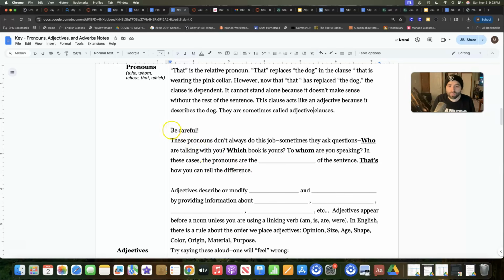But I do also want us to be careful. These pronouns don't always do this job. Sometimes they ask questions. Who are you talking with? Which book is yours? To whom are you speaking? In these cases, the pronouns are the subject of the sentence. That's how you can tell the difference. Adjectives describe.